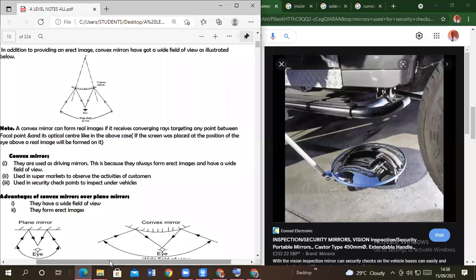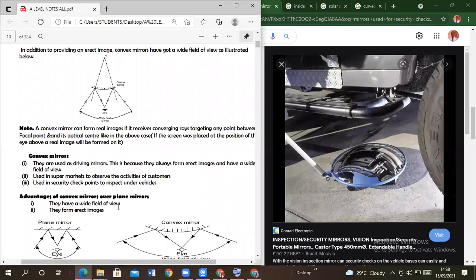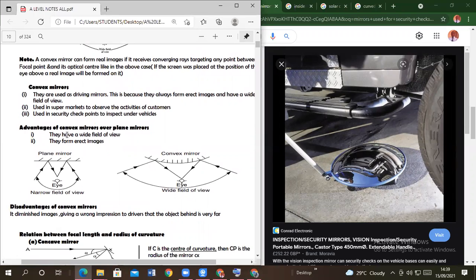Let us look at the advantages of convex mirrors over plane mirrors. The other advantage that you should know is that convex mirrors have a wide field of view. That is the first advantage, and also they form erect images. So when they ask you, can you explain the advantage of convex mirrors over plane mirrors, draw the diagrams and give the reason why, you say that convex mirrors are used as driving mirrors, or as side mirrors, because they have a wide field of view and they form erect images.